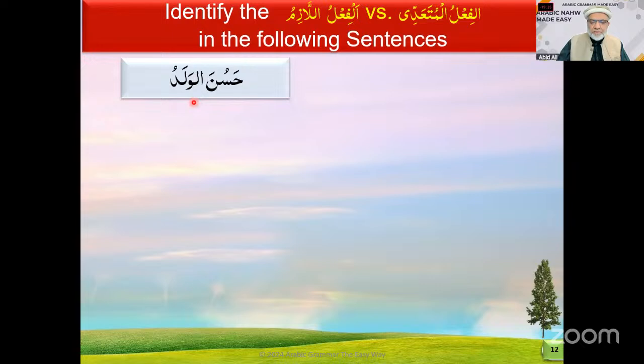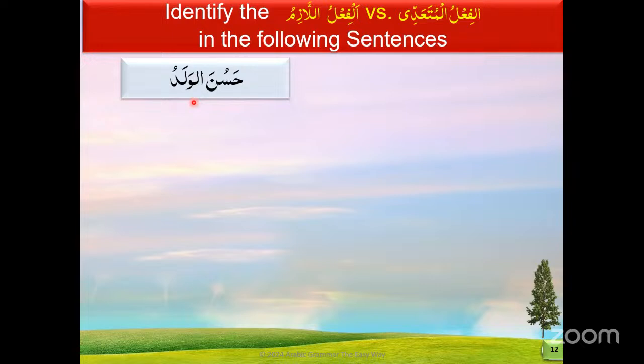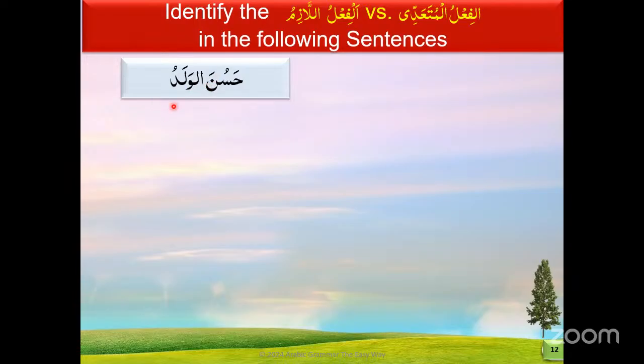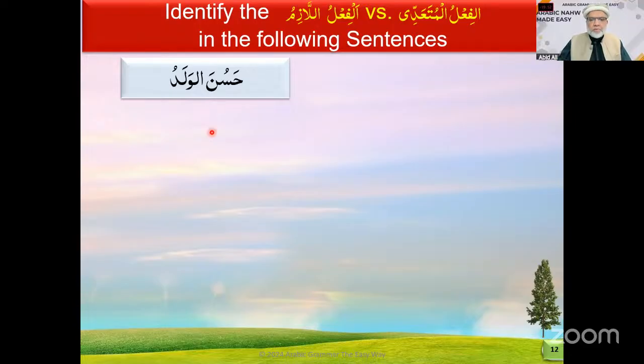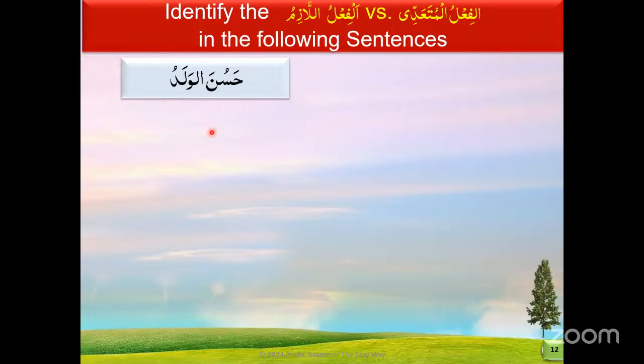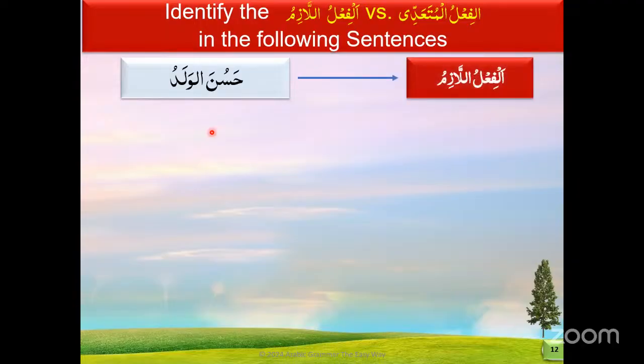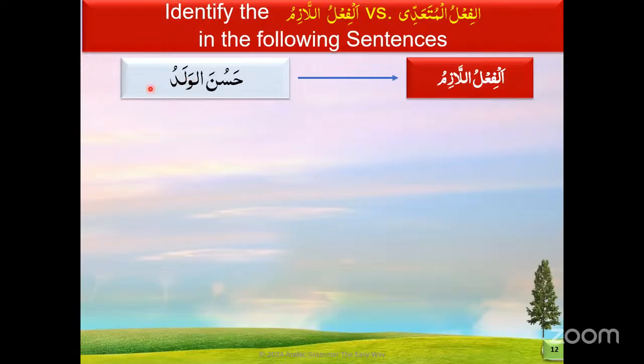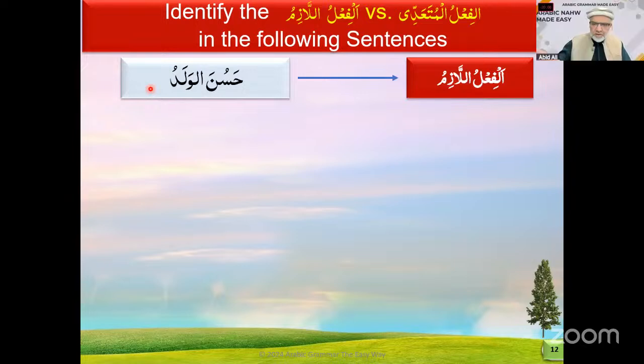And why is it the subject, al-waladu? Because it's in the Rafa state. And we know that in a verbal sentence, a noun in the status of Rafa is the subject. Agree? So is this fi'lul lazim or fi'lul mutaaddi? Fi'lul lazim. MashaAllah. Good job, because you only saw the subject and you did not find the object. Agree?